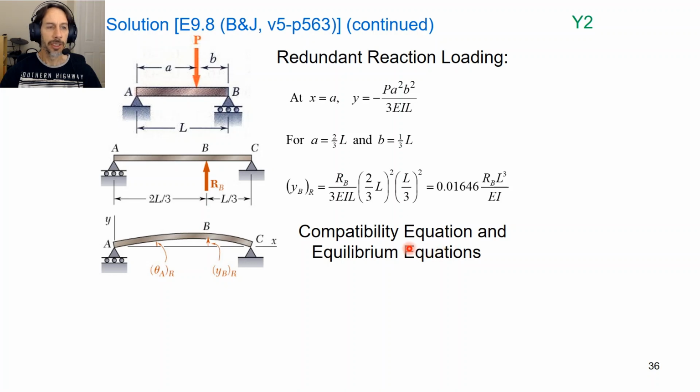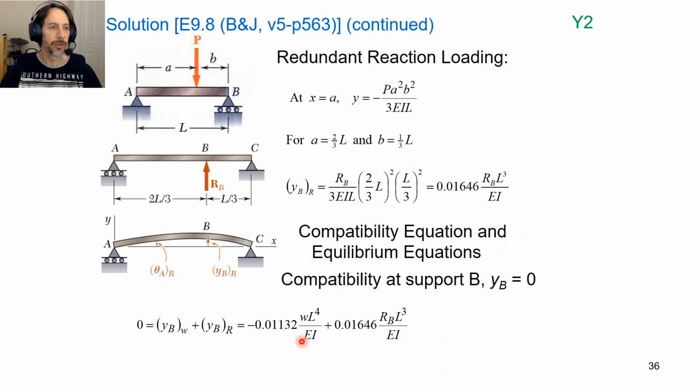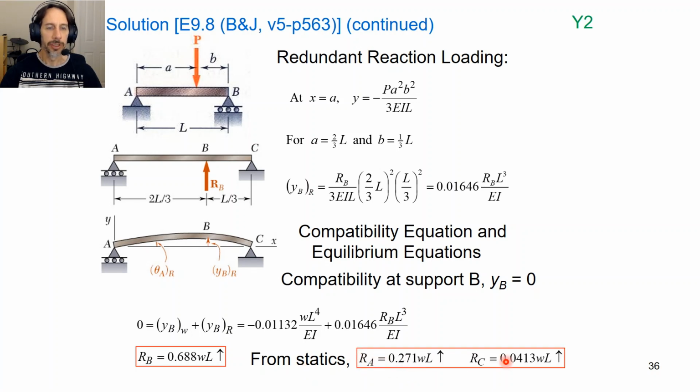Now using the compatibility equation, remember that at support B the deflection is equal to 0, so this plus what we found on the previous page will equal 0, so we can put that in here. That gives us one equation, one unknown RB, and we can solve for that. Then from statics and our equations of equilibrium we can solve for the other two unknown reaction forces. So I'll leave you to do that.